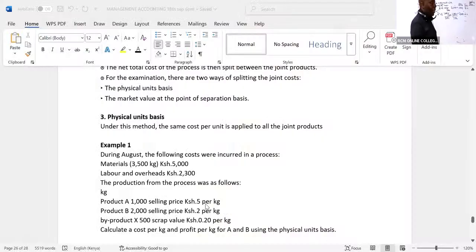So A is the selling price. I can see A is going for 5 bob. Then this other one, A is going for 2 bob. And then give me profit per unit.